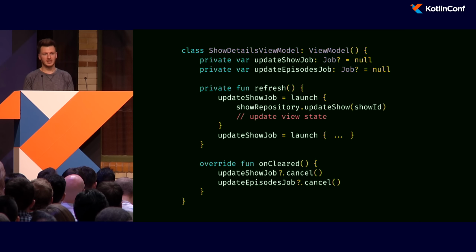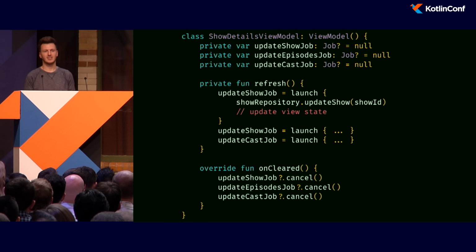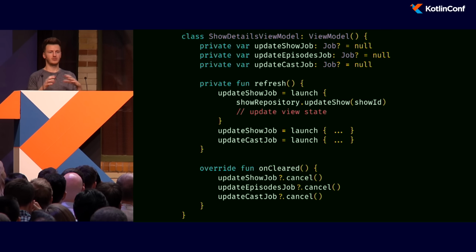So if we have 2, we then have to keep track of 2 jobs. If we have 3, we have to keep track of 3 jobs. It gets a bit unwieldy and a bit too much code to actually maintain. Now, RxJava goes kind of a different route to what Coroutines does. RxJava gives you CompositeDisposable, so you have a collection of things. So instead of having those 3 properties at the top, you'd give it a collection. You'd add an item to a collection.